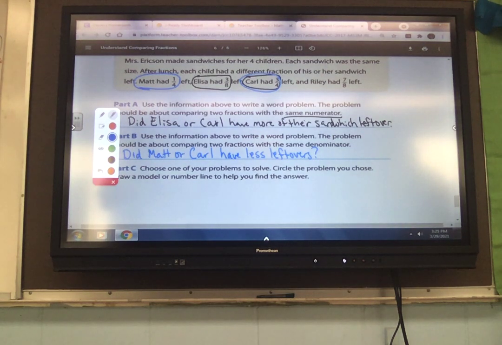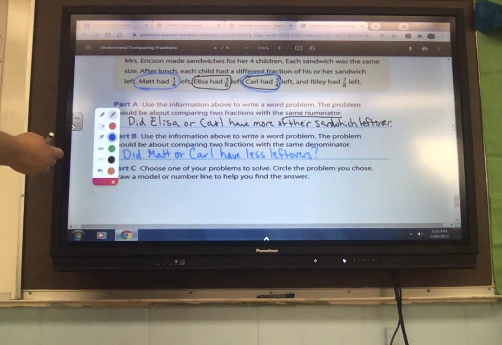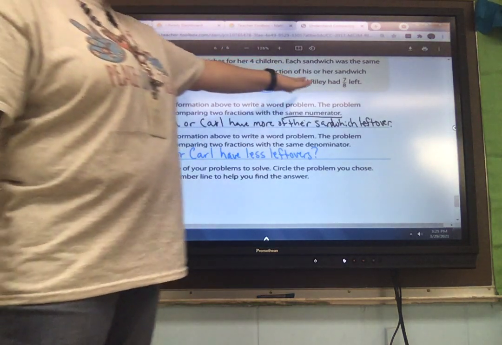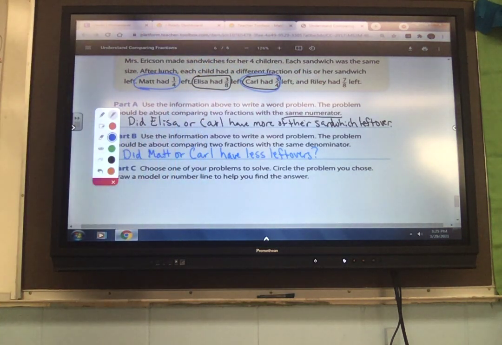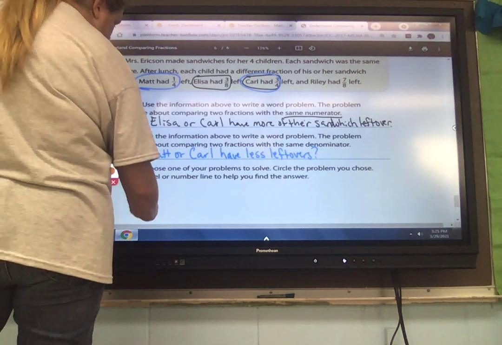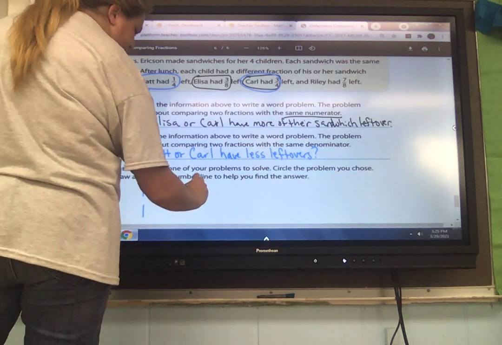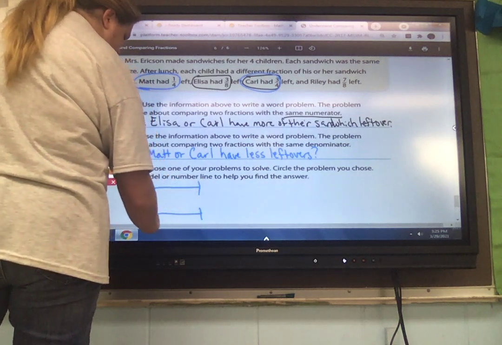Part C, choose one of your problems to solve. Circle the problem you chose. Draw a model or number line to help you find the answer. So I'm going to let you pick which one you want to do. Now, I didn't use Riley, but you may decide you would like to use Riley's number, and that's fine. So either put your fractions on number lines. Remember, your number lines would have to start at the same place and end at the same place.